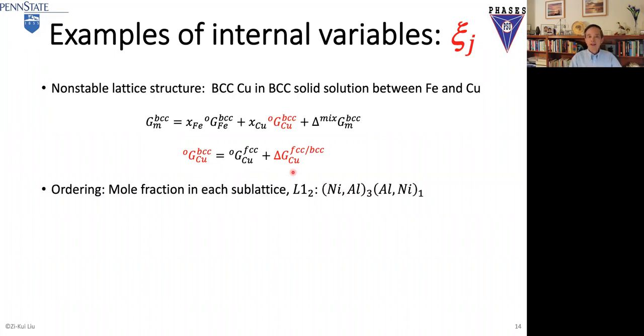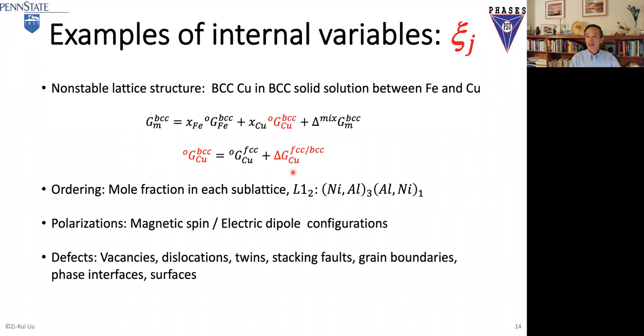And there are a lot of other internal variables, like the mole fraction, site fraction, order-disorder, the polarizations, and the defects. If you think about defects, they're actually internal degrees of freedom, right? Dislocations, vacancies. Some of them are stable, some are less stable. The twins, stacking faults, and grain boundaries, they exist there, they stay there. So those defects are very important if you want to talk about properties. Mechanical properties depend on dislocations and vacancies. So these internal variables are very important for us to understand materials.